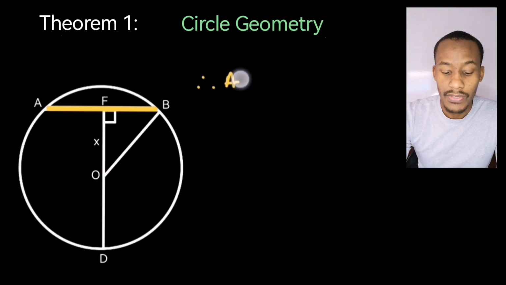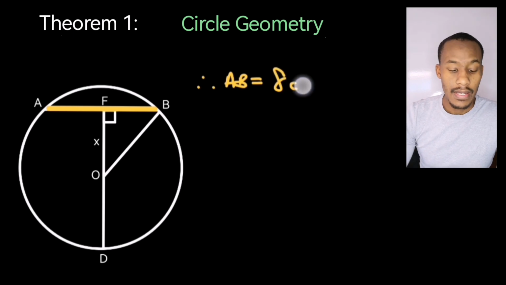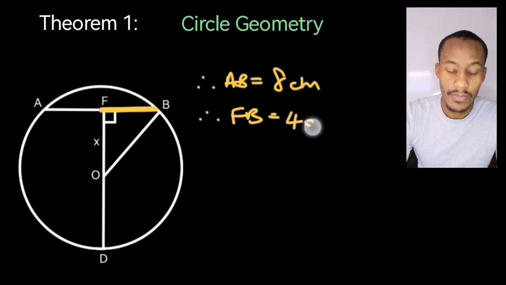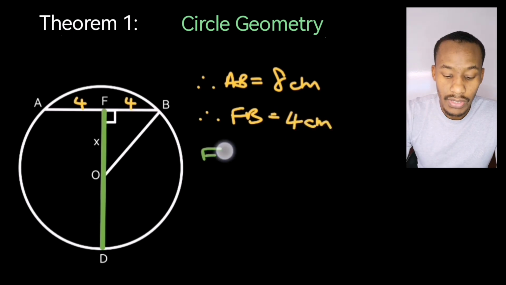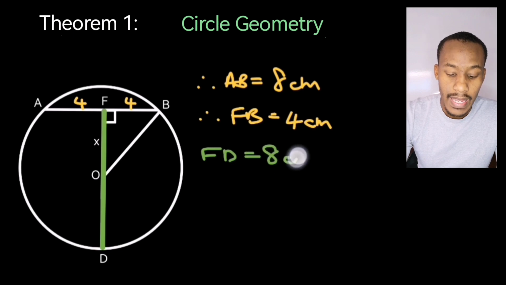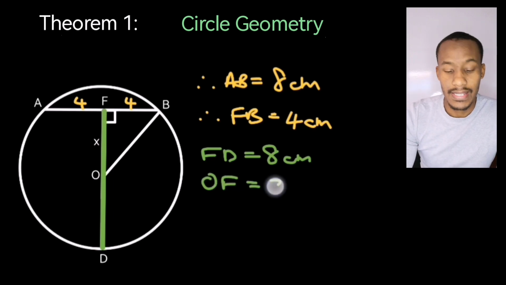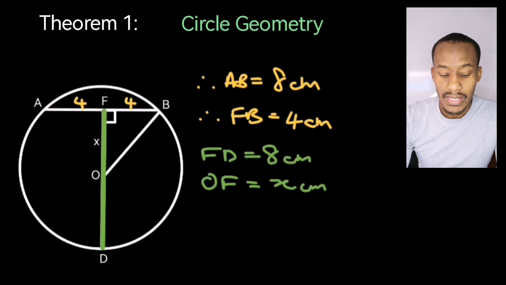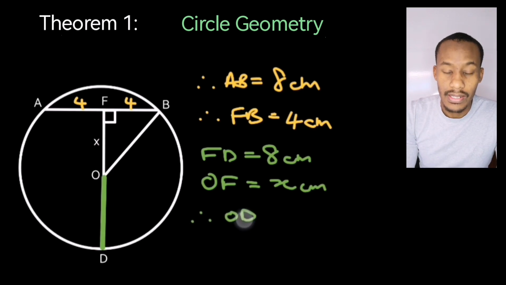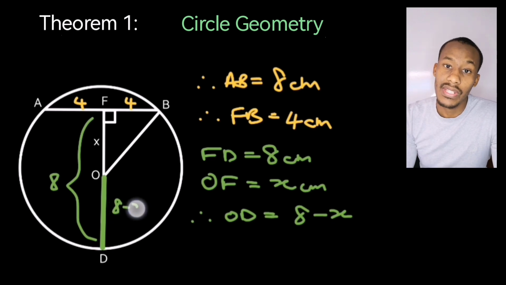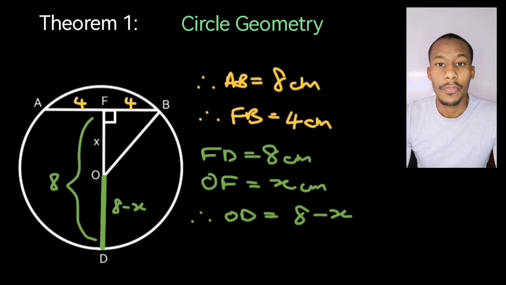Now, to find the length of the radius, here's how we're going to start. The length of AB was given to us as 8 centimeters. Since FB is half of AB, FB will be 4 centimeters. Now, FD is also equal to 8 centimeters, and we can see that the line OF, part of that line FD, is X centimeters. So this makes the remaining portion of the line OD 8 minus X centimeters. Does that make sense? The whole line is 8 centimeters and some portion of that line is X centimeters. That makes the rest of the line 8 minus X. I hope that makes sense.